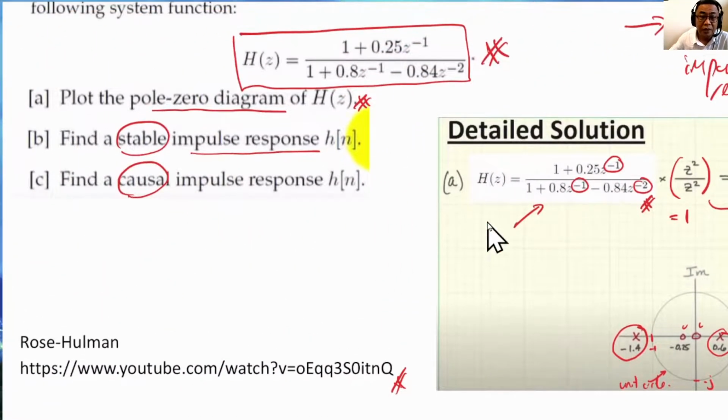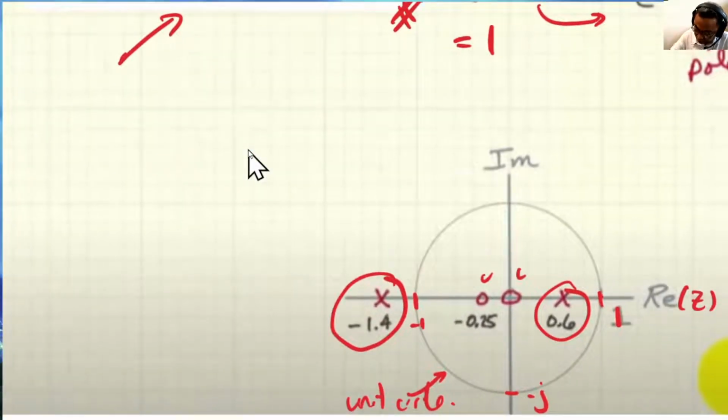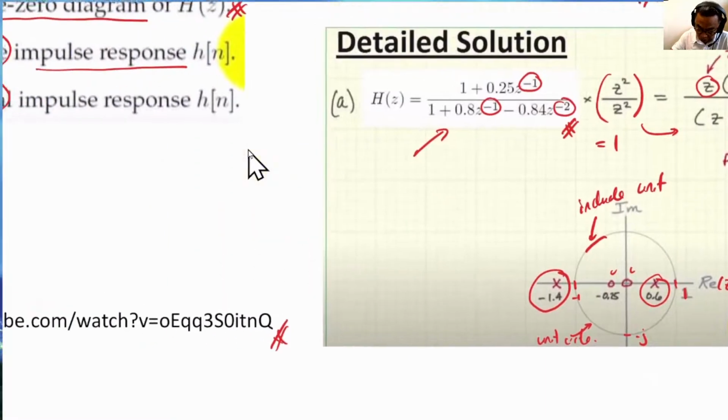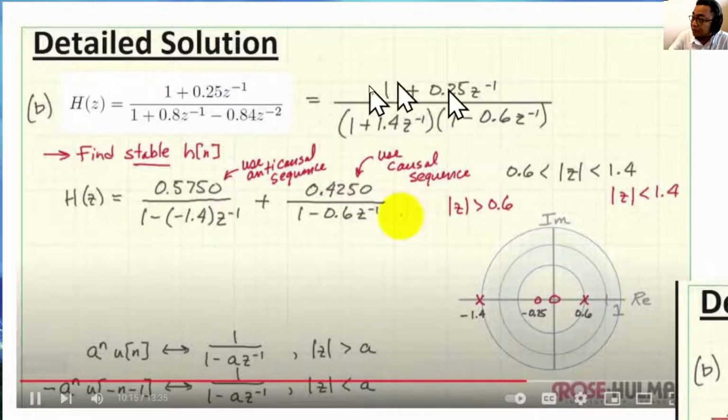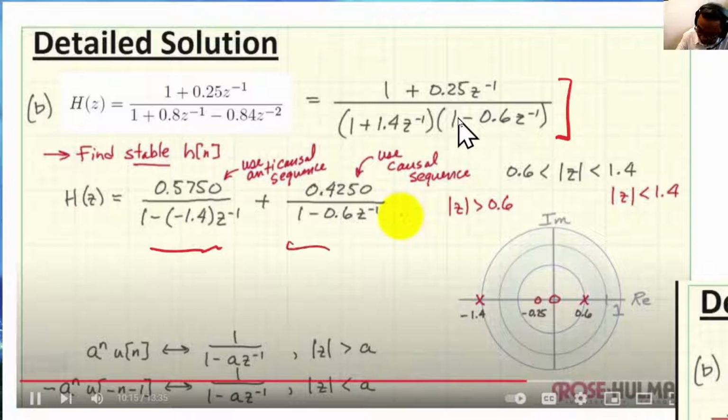Now we can go to the stable impulse response as well as the causal impulse response. For a stable impulse response, we need the ROC, the region of convergence, to include the unit circle. Only when the ROC includes the unit circle would the system be stable. Alright, how do we do that? In this example, from this form we go into the partial fraction expansion so that we can identify individually a form that is suitable for the lookup table.